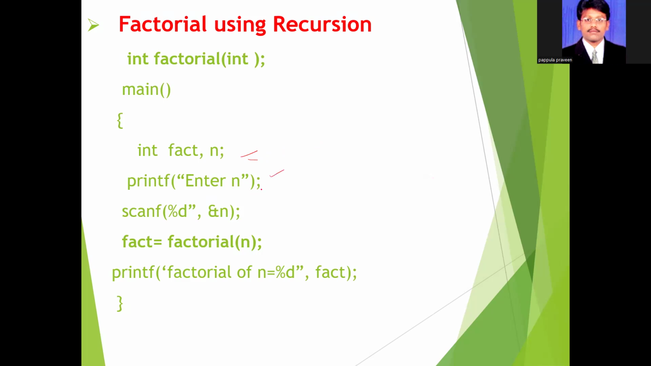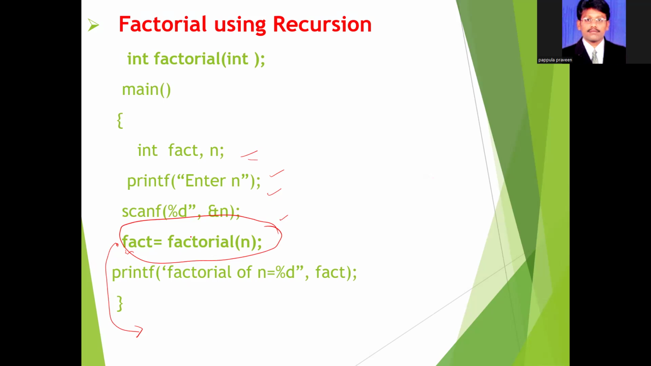Main is the same, with scanf and the function call. The control immediately jumps from main to the called function. In this called function, we have to write the base case and the general case. The base case is if n is 0 or n equal to 1: 0 factorial is 1 and 1 factorial is also 1. So if n equal to 0 or n equal to 1, you return only 1. Otherwise, we go for the general case.